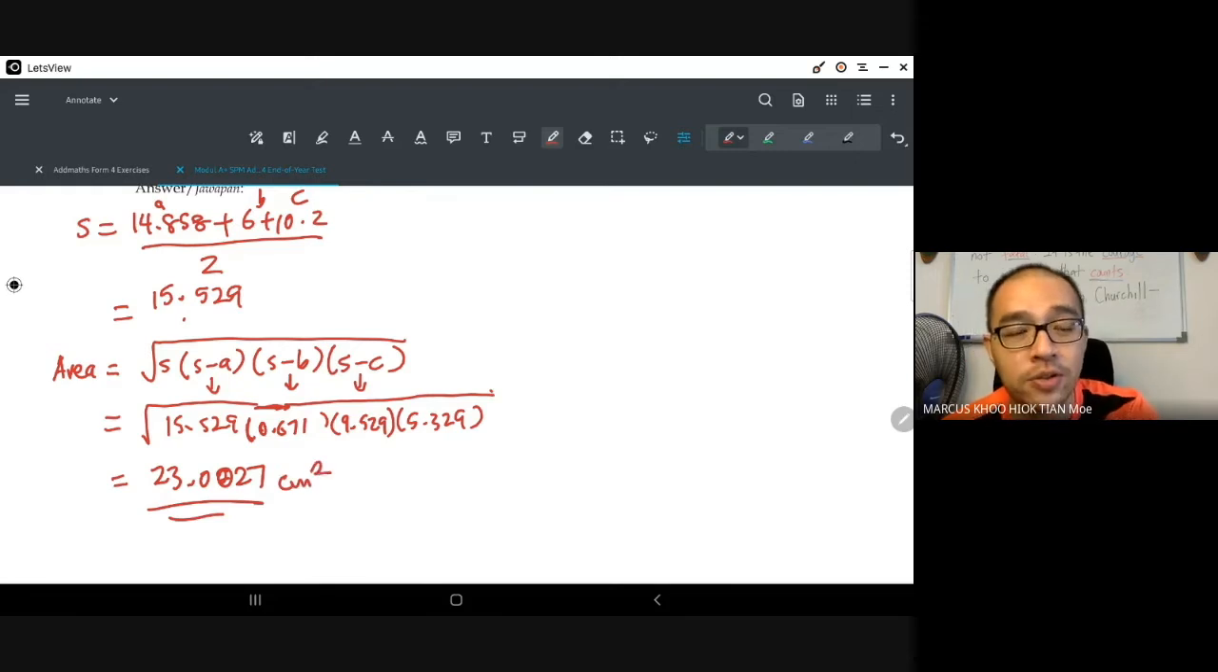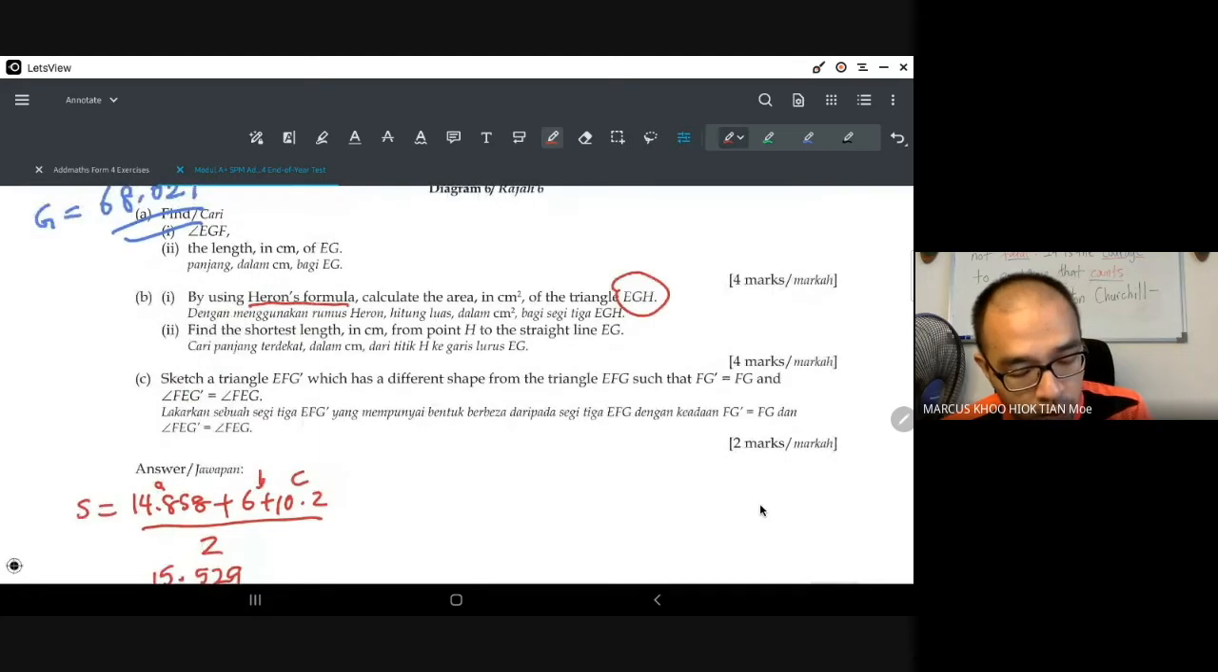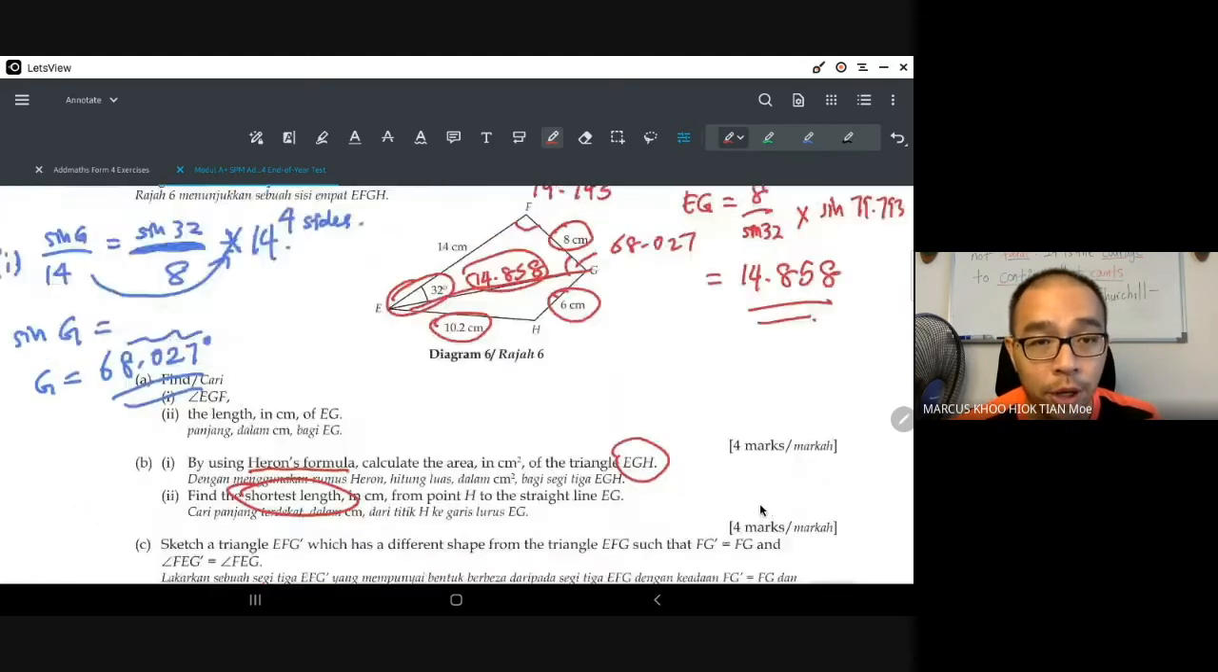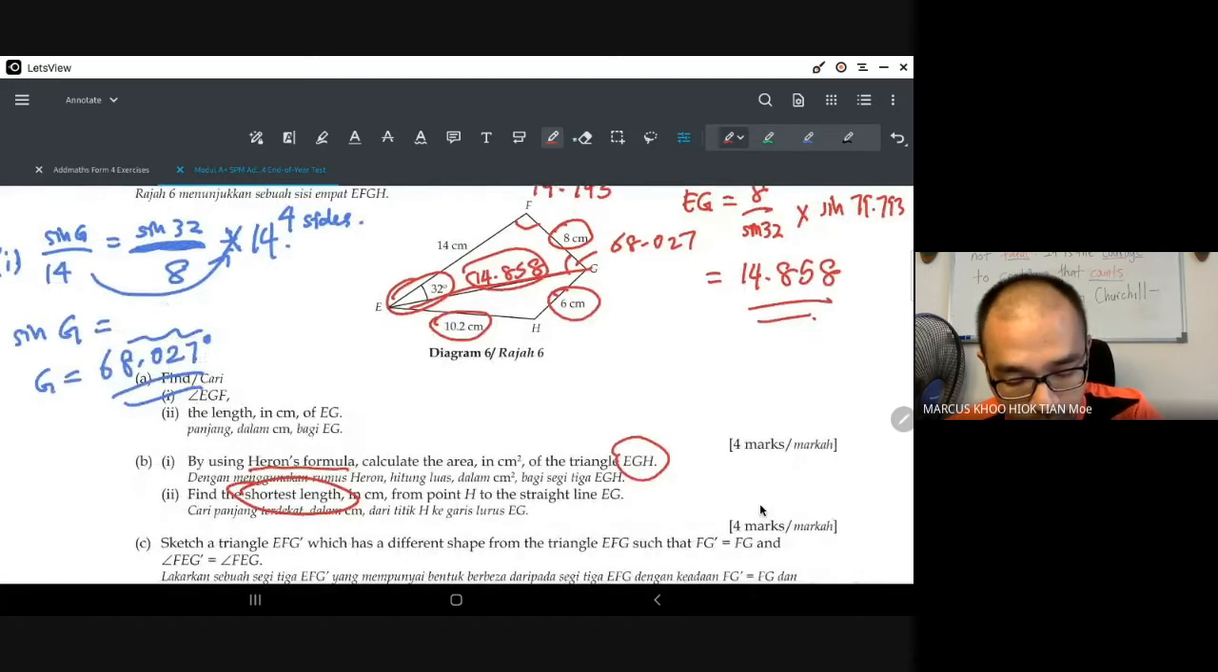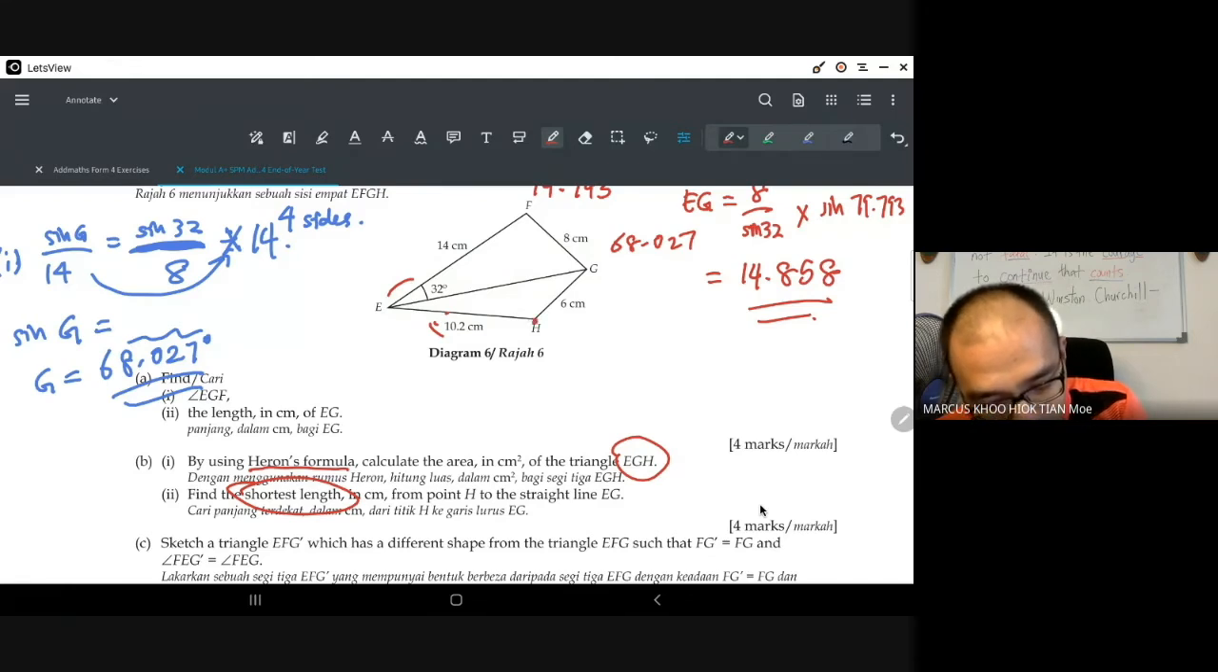Okay, like this, 23.0027. All right, now, see this word? Find the shortest length from point H. Sorry, I'm going to rub this off. Find the shortest point from point H to straight line EG. So this is the height. And this is the height. We have the base, which is 14.858.